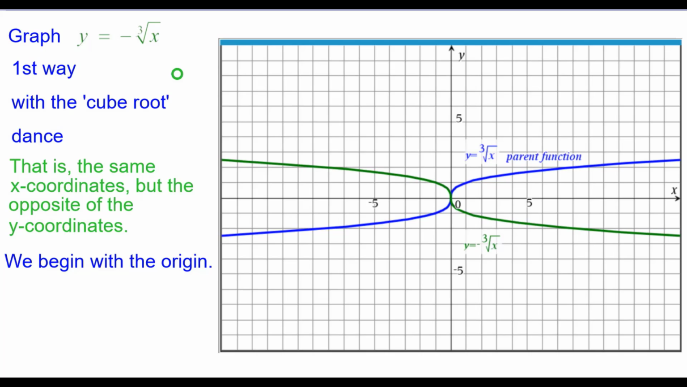And comparing that to its parent function in blue here, you can see that the graphs are in fact reflections about the x-axis.